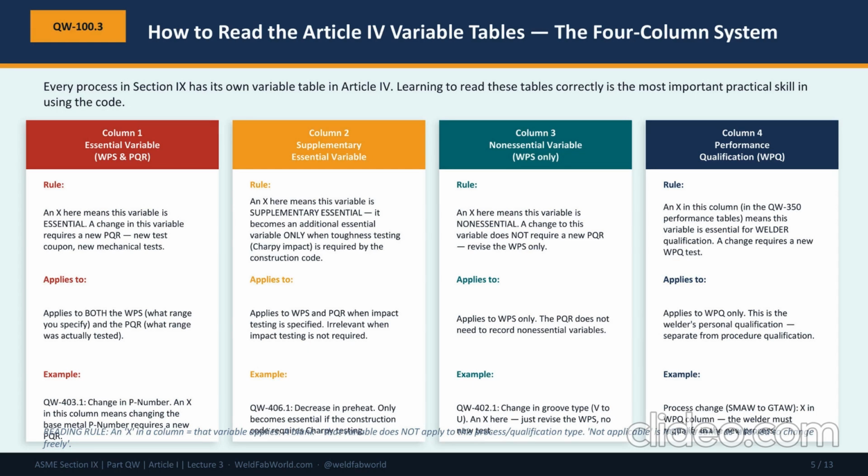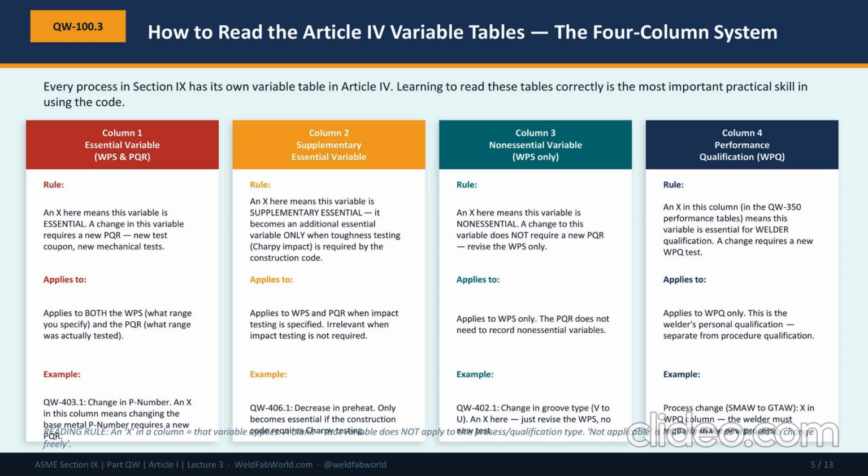QW 100.3 introduces the 4-column variable table system that you will use every single time you evaluate a WPS change. Every welding process in Section 9 has its own variable table in Article 4. SMAW has QW 253. GTAW has QW 256. GMAW has QW 255. SAW has QW 251. And so on through every process addressed by the code.